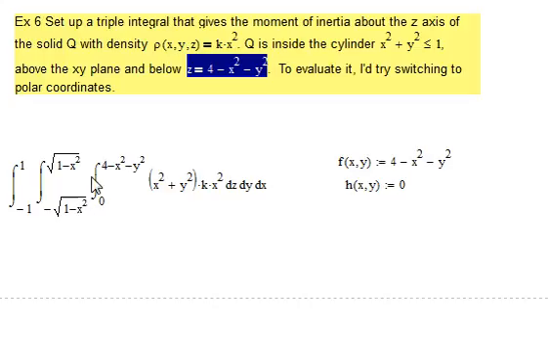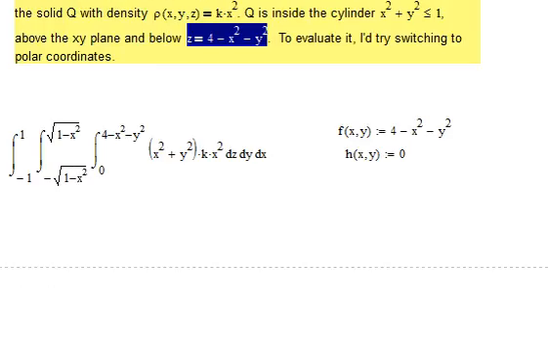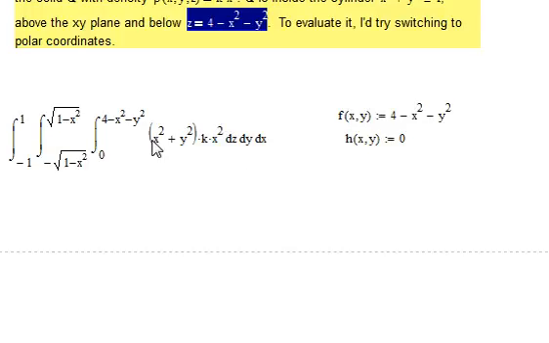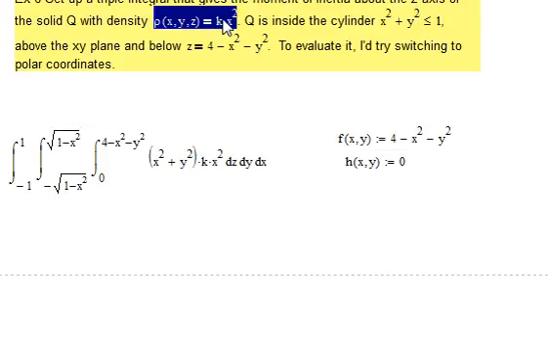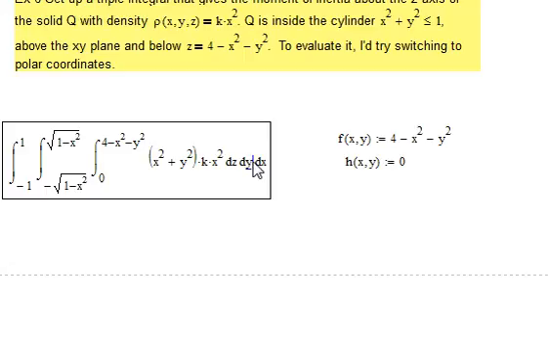So I'm not going to evaluate it, but if I were, I'd probably want to switch to polar coordinates, but that might not necessarily be best, but it looks kind of best right now. But still, we're just setting this up, not evaluating it. Our moment about the z-axis, we need x squared plus y squared here. This is our density function. dz dy dx is an obvious choice, with z going from 0 to 4 minus x squared minus y squared.